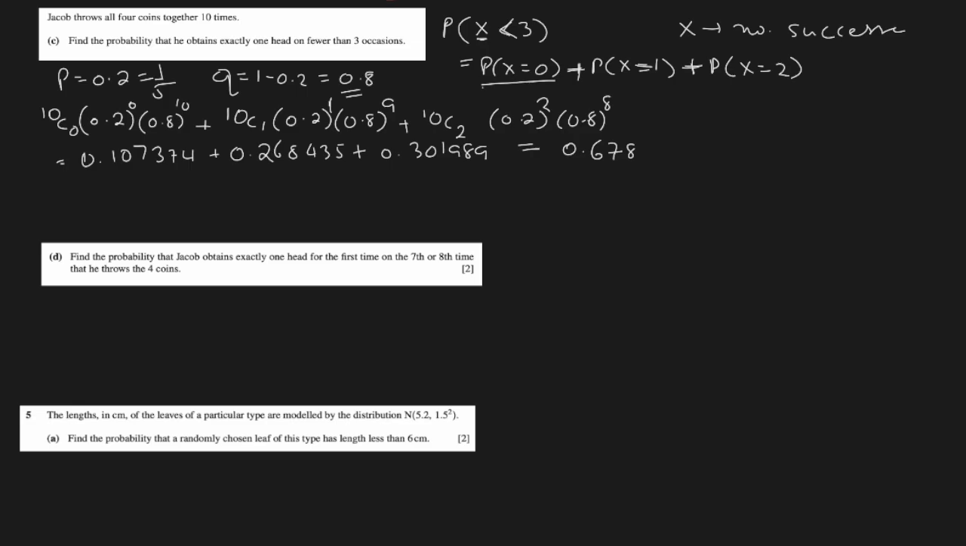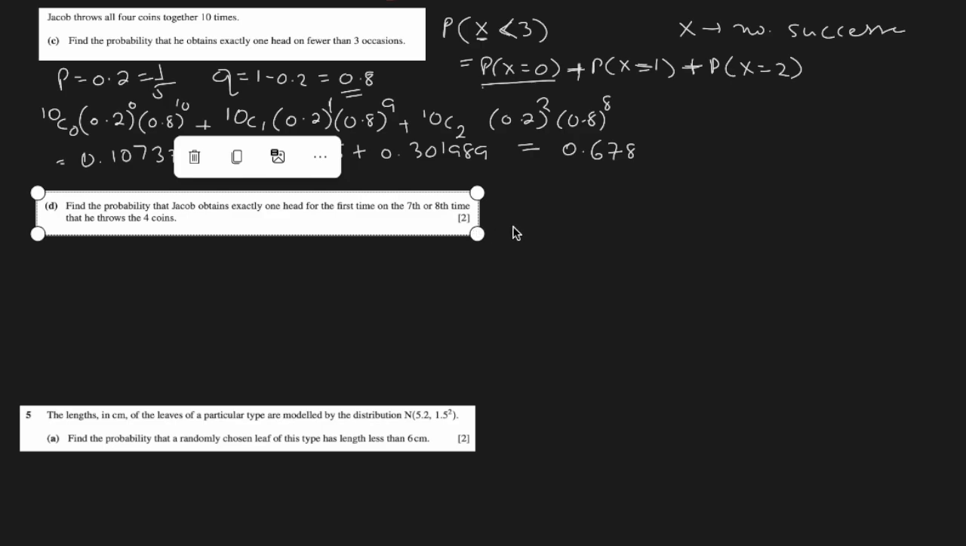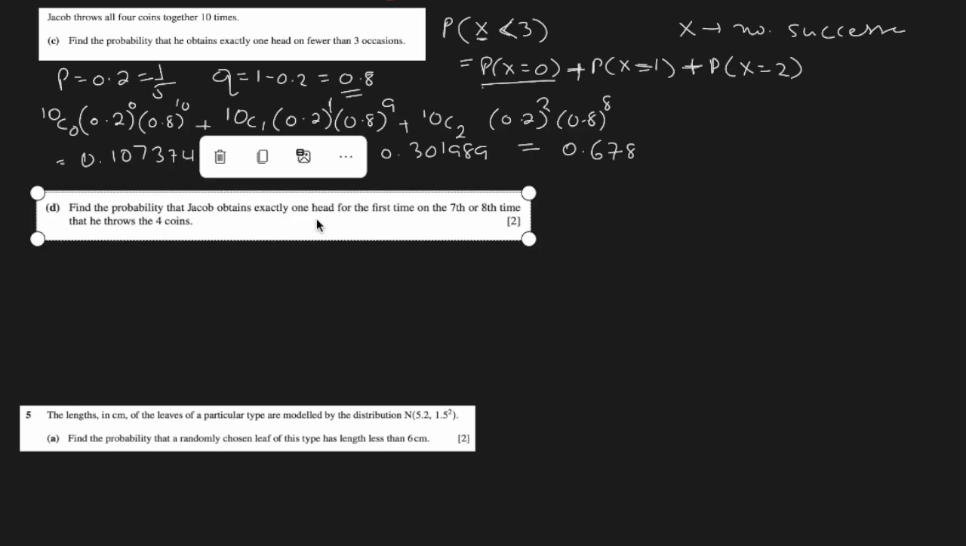Alright. What is next? Find the probability that Jacob obtains exactly one head for the first time on the 7th or 8th. Again, they have written or. That means this is first time, right? They think first time. That means before 7 attempts or 8 attempts, it's failing. So it becomes geometric distribution, probability distribution.